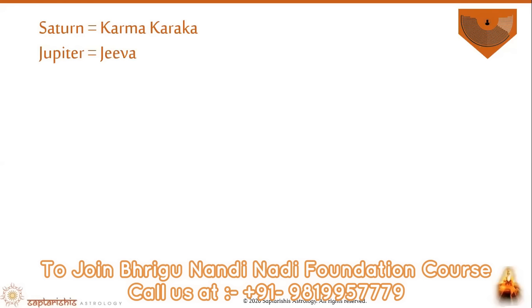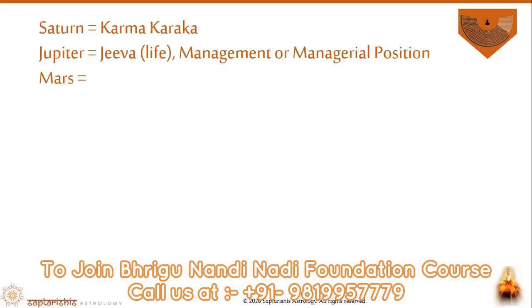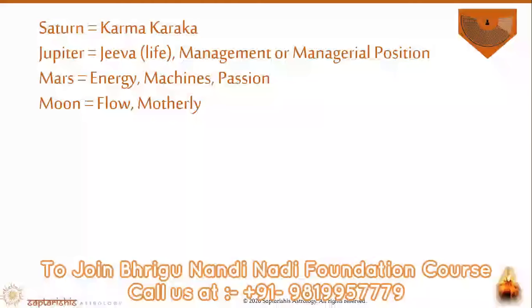Saturn is Karma Karaka, Jupiter is Jiva, life, management, or managerial position. Mars is energy, machines, passion. Moon is flow, motherly leadership. So what combination did we get?